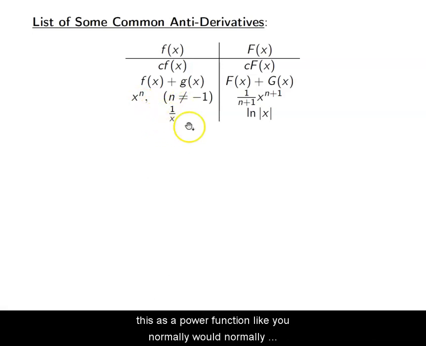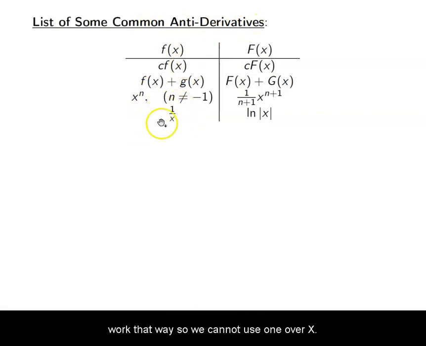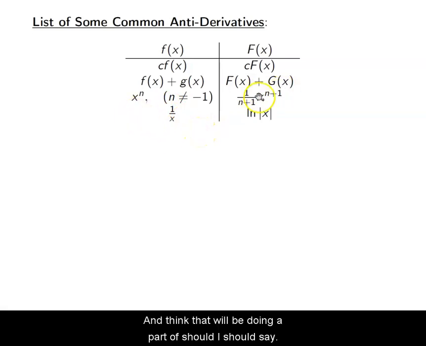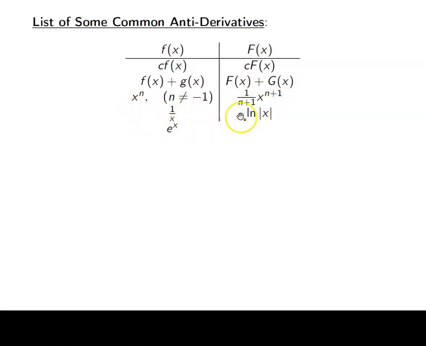So we cannot think of this as a power function like we normally would. Normally if we had x to the -1, we would just differentiate it. But for antiderivatives, it does not work that way. So we cannot use the power rule for 1 over x. Okay, and that's a power function, I should say.